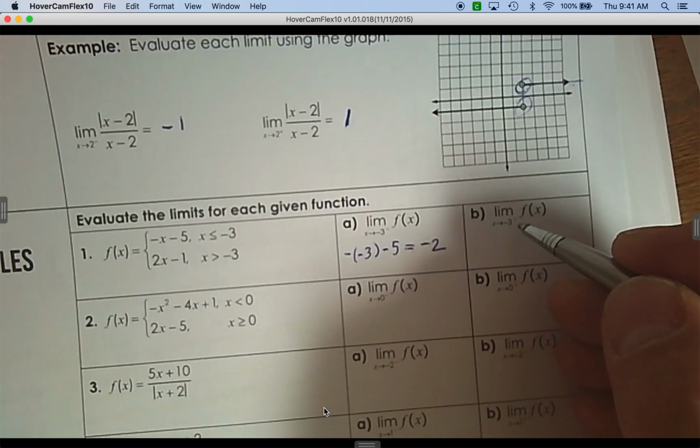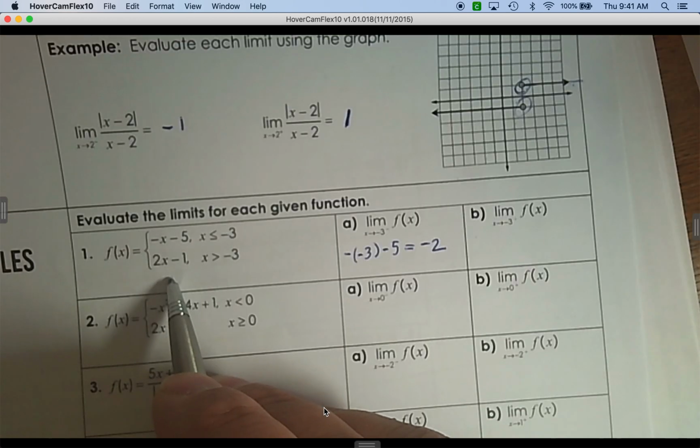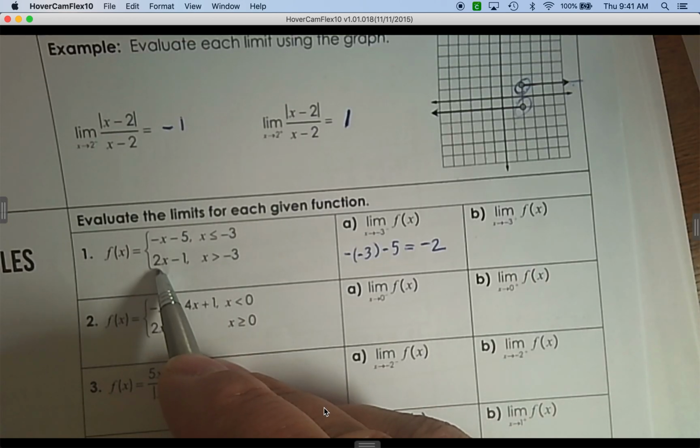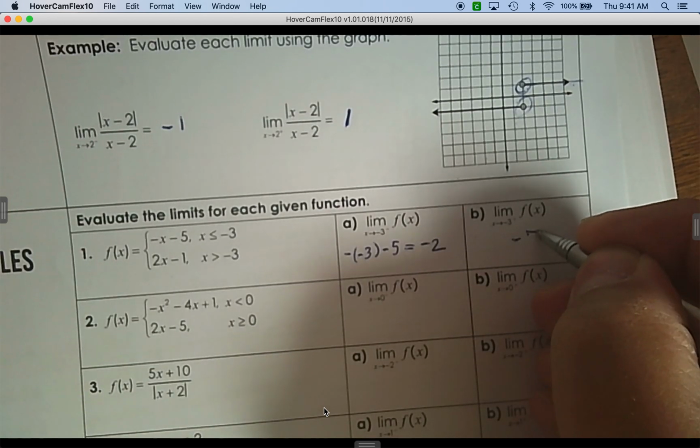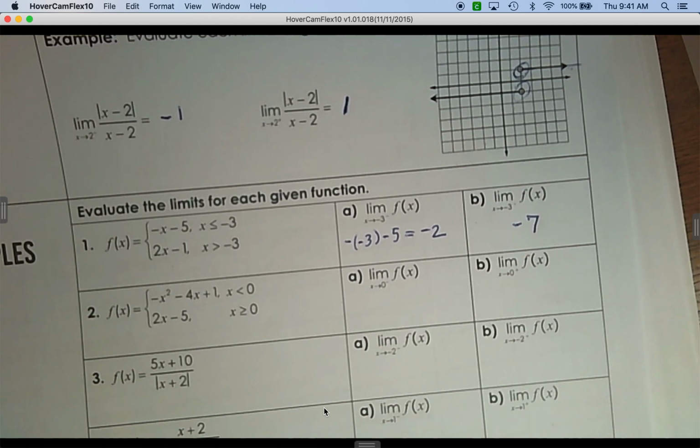On the other one, it's the plus sign. So that's the one from the right, and that's going to be the bottom piece. So plug -3 into the bottom piece, and you get the answer -7. Look at number 2.